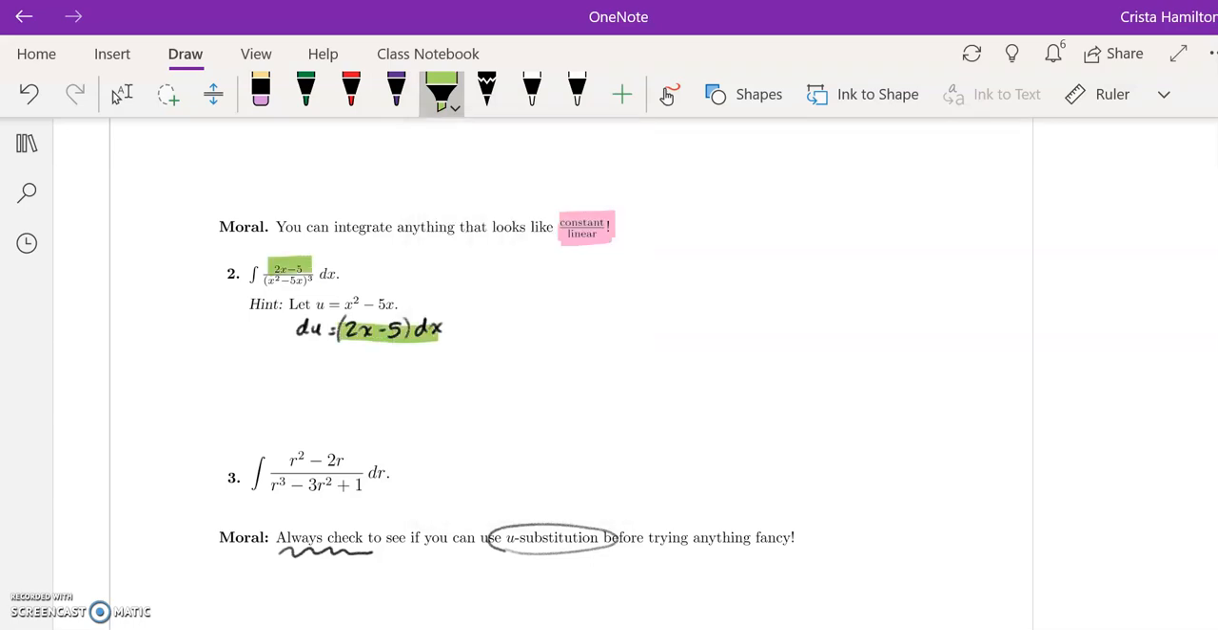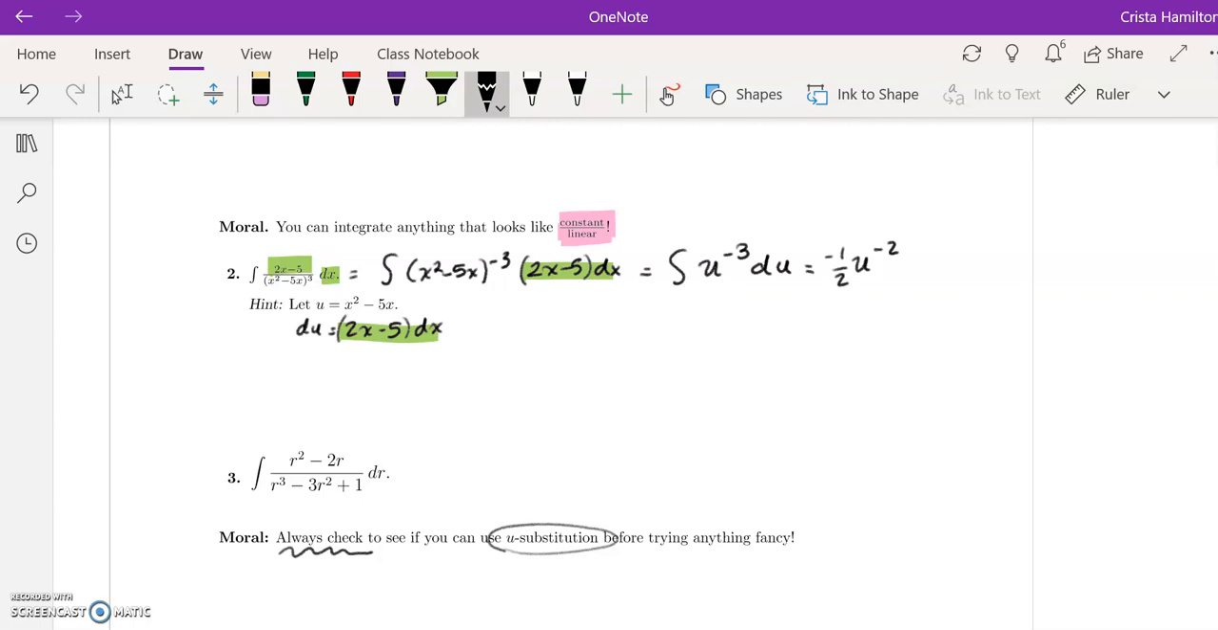My du is exactly the top of the fraction. I can rewrite this as the integral of x squared minus 5x to the negative 3, and then put this 2x minus 5 dx over here, so that this entire thing that I've highlighted in green is going to become u to the negative 3 and then the du that's there. And then we can integrate as normal using our power rule. Add 1 to your power, divide by negative 2, so that's the same as multiplying by negative 1/2. Add your c, because it's an indefinite integral, and then finish it out by substituting it back in.